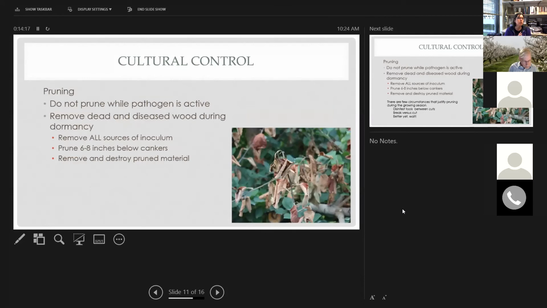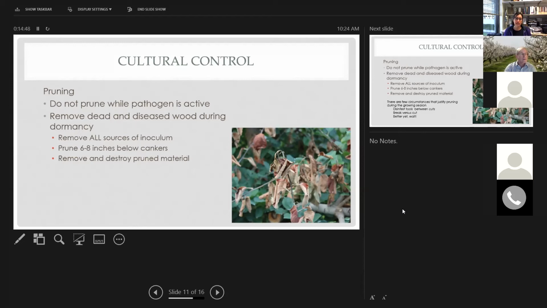All right, so again, pruning, really important not to prune while the pathogen is active. Those bacterial cells move around in anything that's wet. That includes sap, that includes wet hands and wet tools. So you don't want to move it around. So you always want to prune before the pathogen is active in the springtime. So usually you're pruning in February. As we get into March, we're starting to risk all of these warm, wet days.